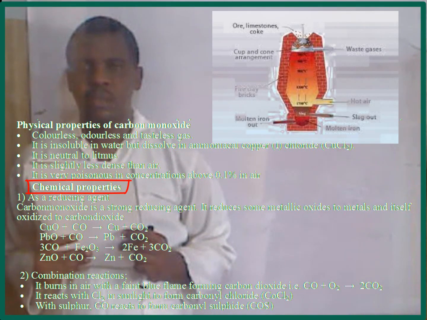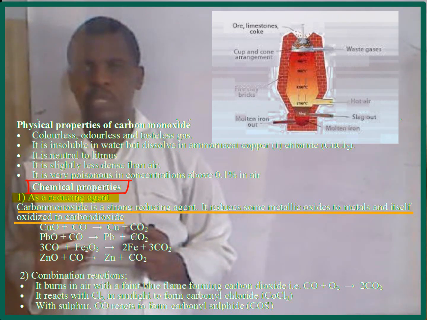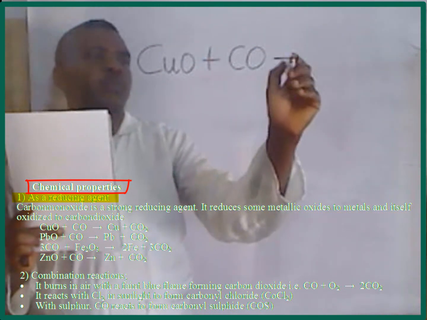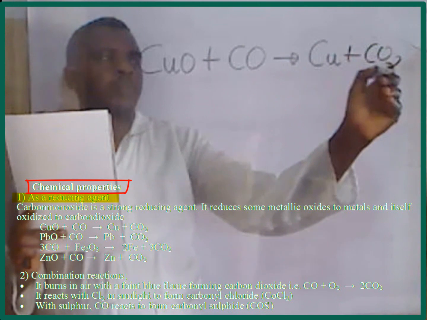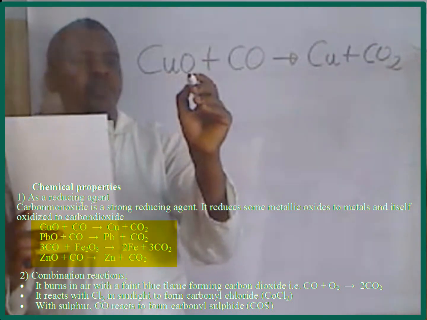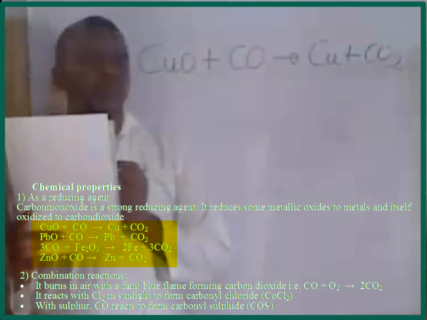Chemical properties. 1. As a reducing agent. Carbon monoxide is a strong reducing agent. It reduces some metallic oxides to metals, and itself is oxidized to carbon dioxide. Copper oxide is reduced by carbon monoxide to give copper and carbon dioxide.